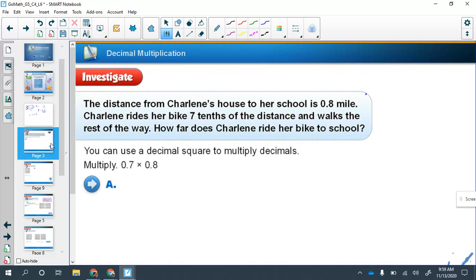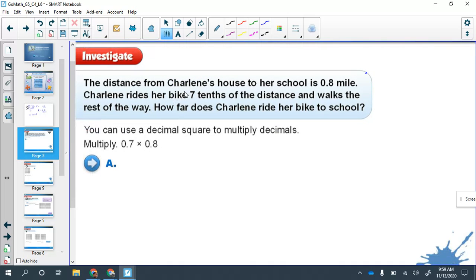So here's our first one. It says that the distance from Charlene's house to her school is 8/10 of a mile. Charlene rides her bike 7/10 of the distance and walks the rest of the way. How far does Charlene ride her bike to school? So this is a multiplication problem, because it tells me that Charlene rides her bike 7/10 of the distance. It's not 7/10 of a mile, it's 7/10 of the distance to school.